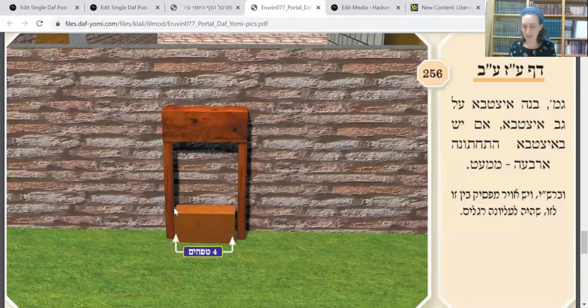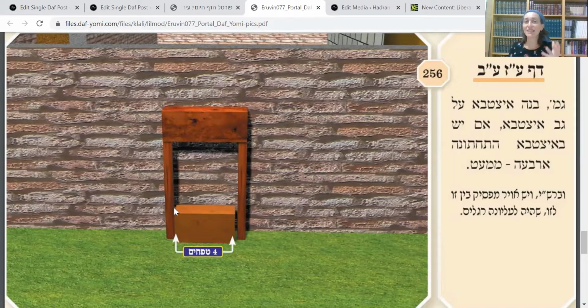Itztiba gabe itztiba. If you built something one on top of the other, in a little itztiba here, if the bottom one has 4 tfachim, again, machloket Rashi Tosfot, this picture shows Rashi, where it's 4 just up against the wall. It's a rectangle. Tosfot said it would have to be 4 by 4 wide.